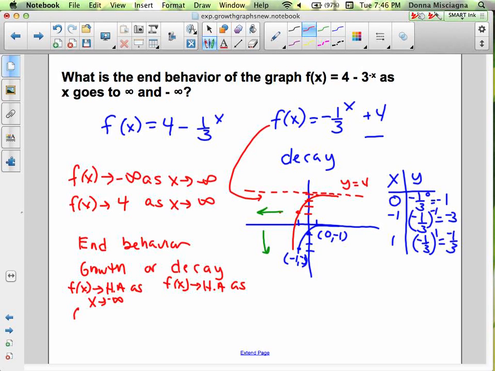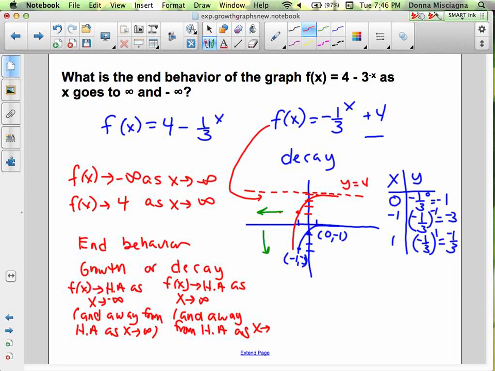And we can put that in there: away from the horizontal asymptote as x approaches infinity. And then the reverse is going to be true for decay. Your function is going to move towards the horizontal asymptote as x approaches infinity and away from the horizontal asymptote as x approaches negative infinity. So it's just going to be reversed.